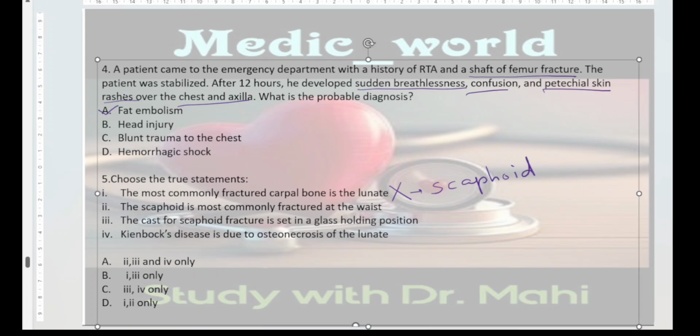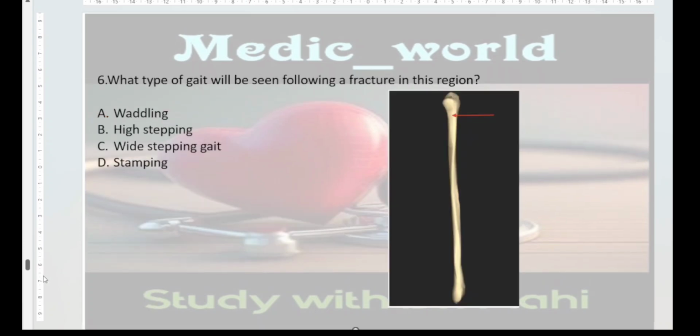The next statement is that the scaphoid is most commonly fractured at the waist. This is the correct statement. The next statement is that the cast of the scaphoid fracture is set in a glass holding position. It is also a correct statement. And the last statement is Kienbock's disease is due to osteonecrosis of the lunate. It is also correct. So our answer to this question is A, that is 2, 3, and 4 only. Let's move towards the other question.